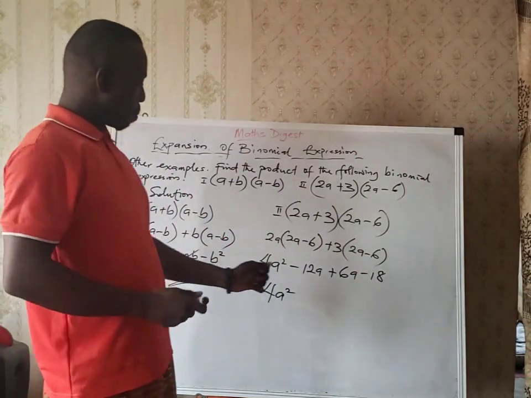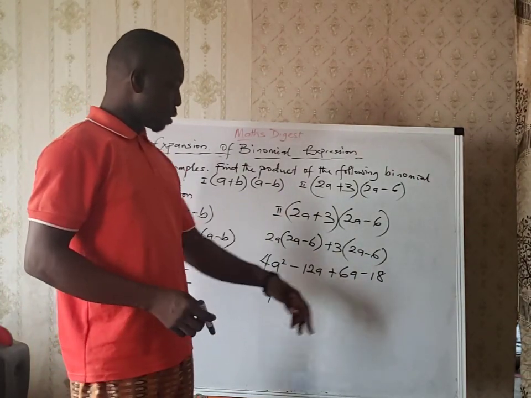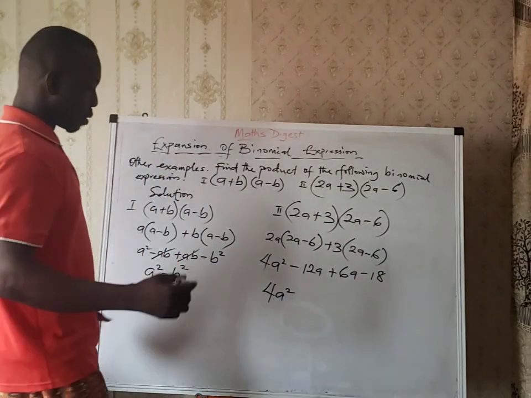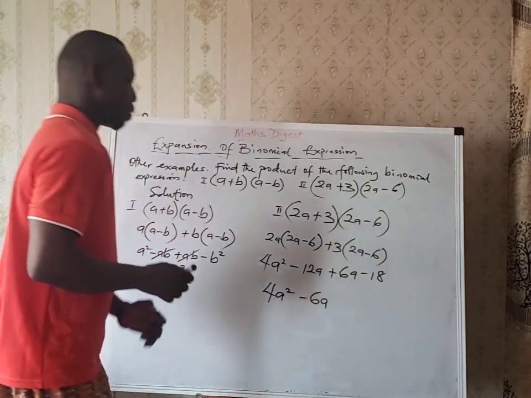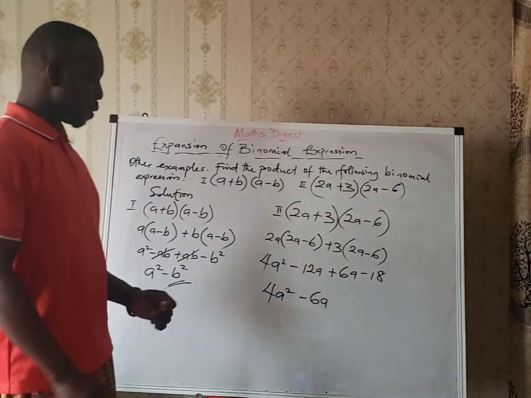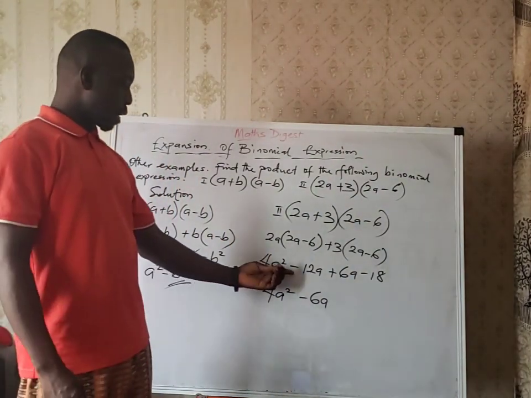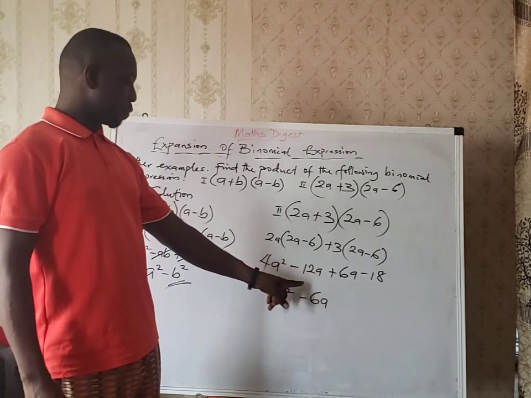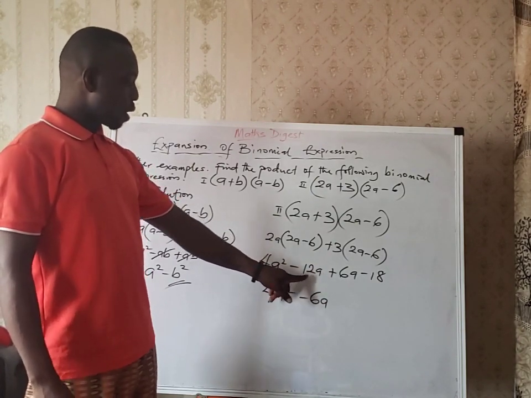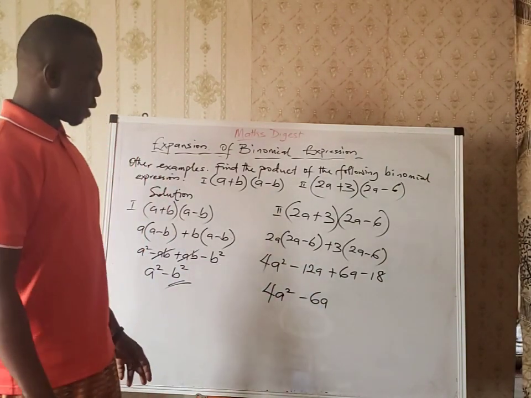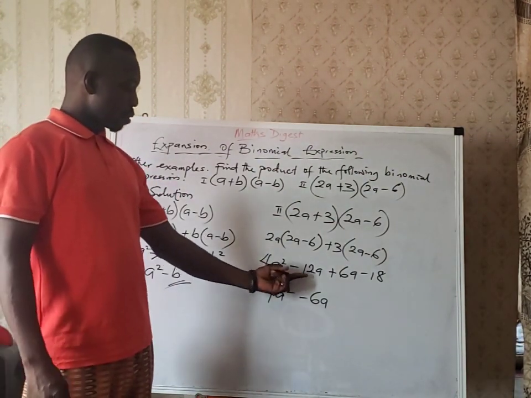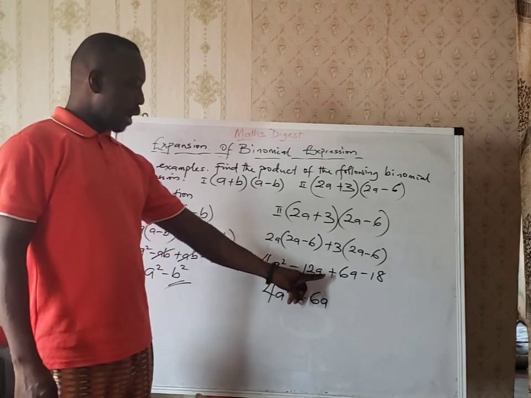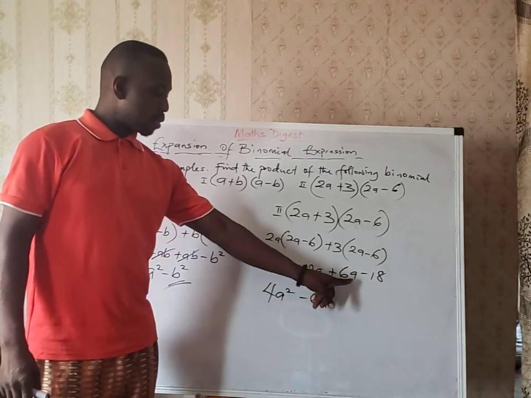Now minus 12a plus 6a will give us minus 6a. Okay, why is it minus 6a? Simply because, let the a represent apples. I'm owing 12 apples, and I now got 6 apples.